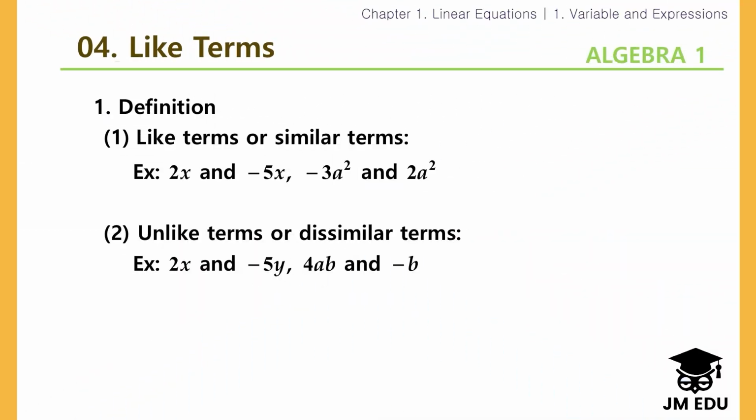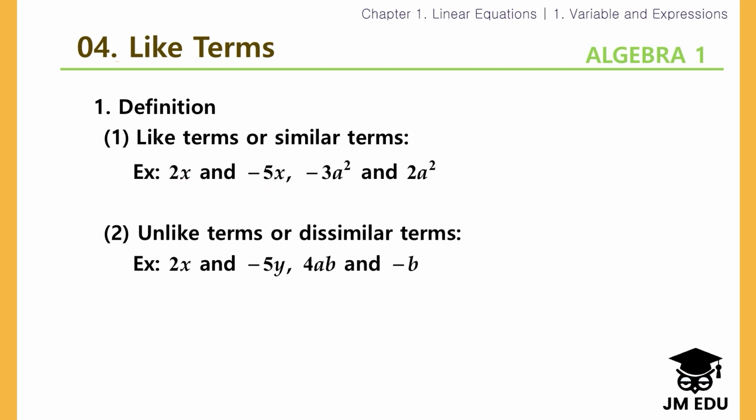In this video, we're going to talk about like terms. Like terms are sometimes called similar terms. The definition of like terms is that if terms have the same variable factors, then we call them like terms. For example, let's say we have a term 2x and another term negative 5x. Both of these terms have the same variable x, right? Then these two terms are like terms.